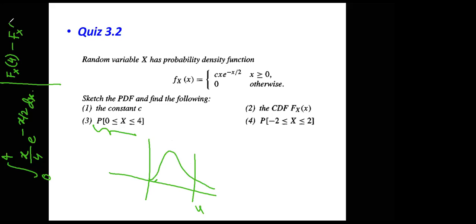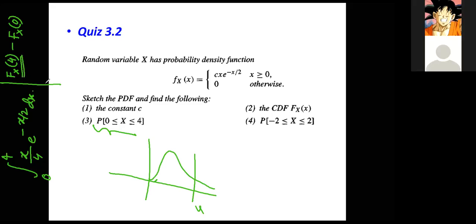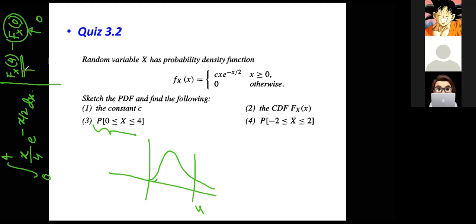Another way is there. What is that way? Say this is the curve, and this is 0, and this is 4. Isn't it something like F_X(4) minus F_X(0)? Yes, sir. We have the CDF equation. Just put x equal to 4, and put x equal to 0. That value will be 0, and whatever the value of F_X(4) is will be the result.